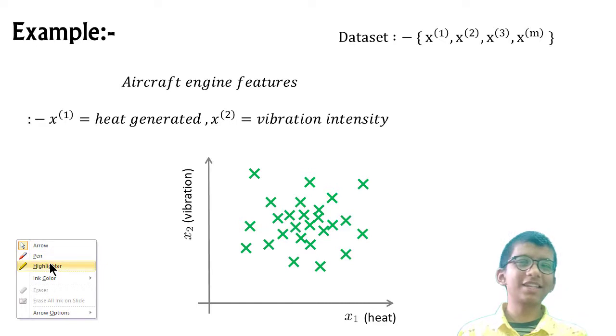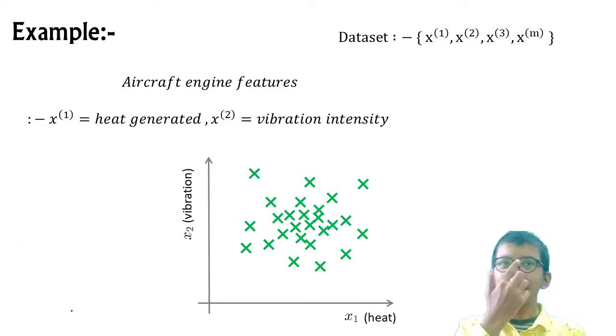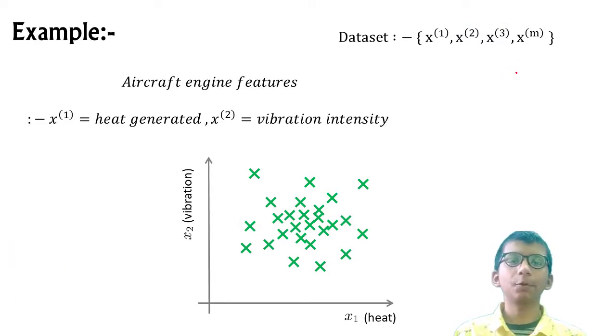So first of all, let's take an example. Here we have a data set x1, x2, x3, all the way down to xm, and here m is the number of training samples. Again, I'm recapitulating that.